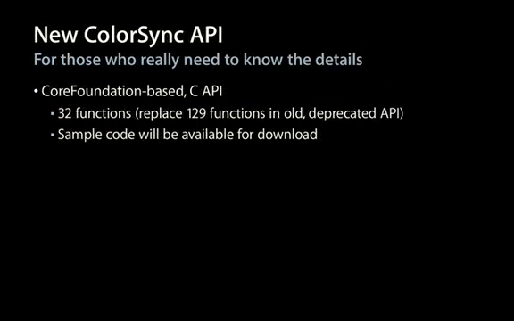As I mentioned before, for those who really need to know more details, we rewrote the ColorSync API in Snow Leopard. We have a new API based on Core Foundation, the C API. It's much smaller, containing only 32 functions, which replace 129 old functions, which are now deprecated. Of course, they are still supported. ColorSync has grown for a very, very long time, and it was really time to make an adjustment in that sense. Unfortunately, I don't have any sample code, but I promise it will be available at some point on the Apple Developer Connection website, so please check that from time to time. At some point, everything will be there.